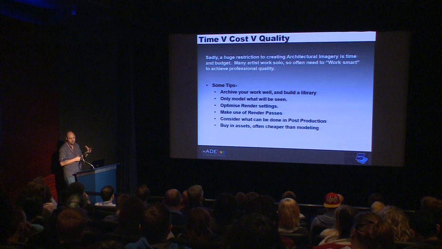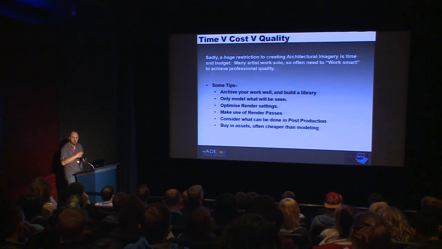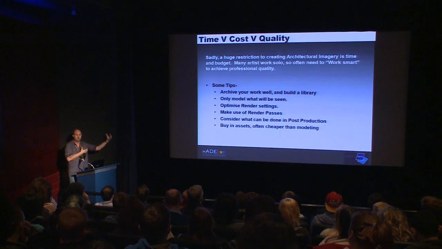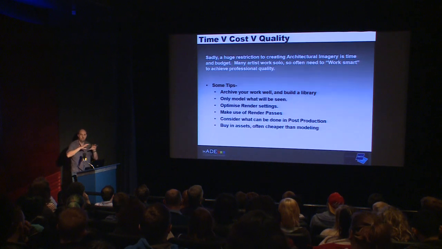But some key tips I always say to people who want to start out: archive your work well. That's really important. Build a library, because you'll use assets over and over and over again. You use the same bricks and the same roof tiles and the same grass textures. You use all these things over and over again, so archive them well so that they're really accessible. Build a library. Only model what you will see. It sounds stupid, it sounds obvious, but so many people model all this detail at the back of the building or the back of the site that will never ever get seen. So just model what you're going to see. It's a big theatre set. Think of it like that.